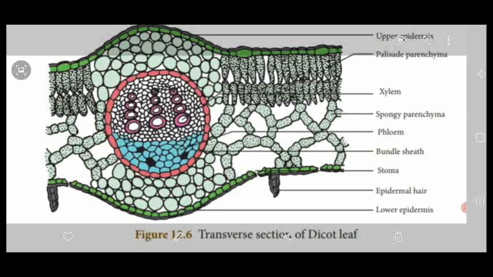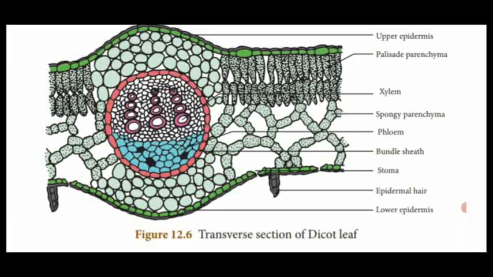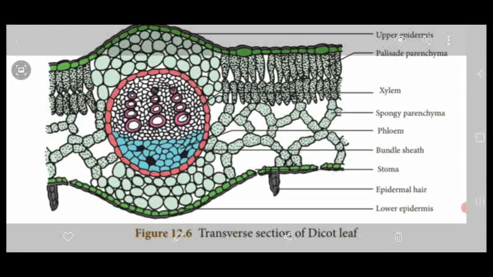Oval or spherical in shape, with a lot of intercellular spaces or air spaces. Through these air spaces, gaseous exchange takes place. Not only that, the loss of water vapor, that is transpiration, is also facilitated through these air spaces. So this spongy parenchyma contains fewer chloroplasts.